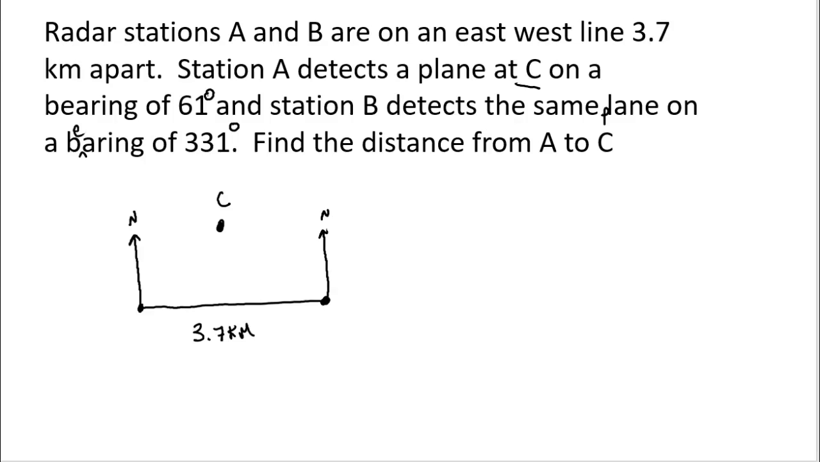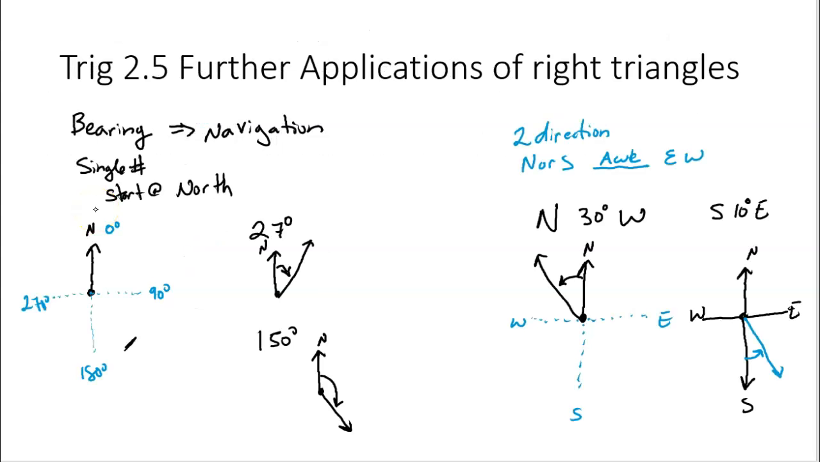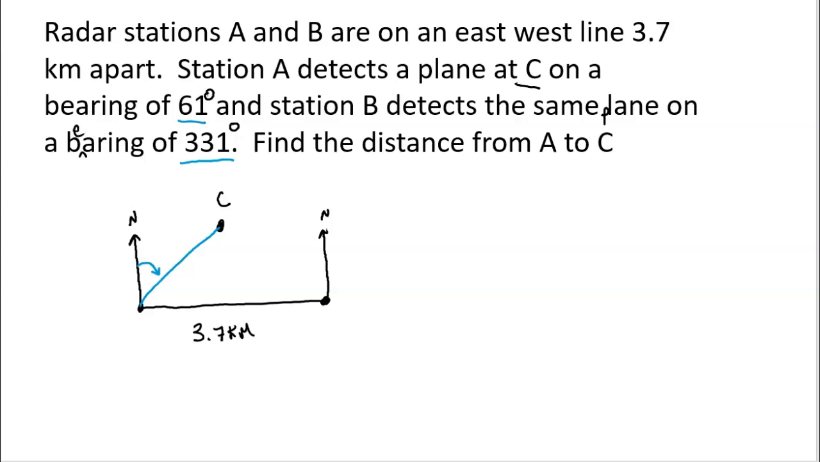If I wanted to draw something to get to this point, I want to draw this little angle right here. This angle can only be one of two: it could either be 61 degrees or 331 degrees. Remember, you always start at your north and work your way around. If I wanted 331, I would be in this quadrant, going in that direction. If I only want 61, I'd be in this direction. So it makes more sense that this is your 61 degrees, which means that is your A station.